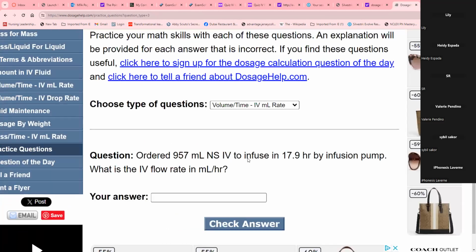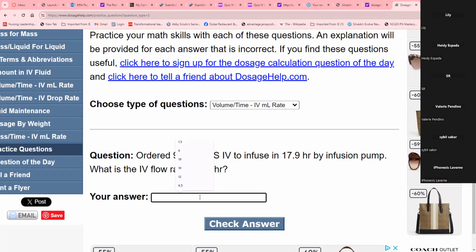Okay, here's another one. This time we'll round it to the nearest tenth because that's what it sounds like it wants us to do. 53.5. 56.5? 53.5? Yes.